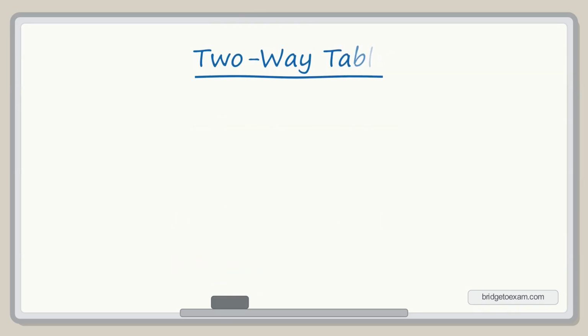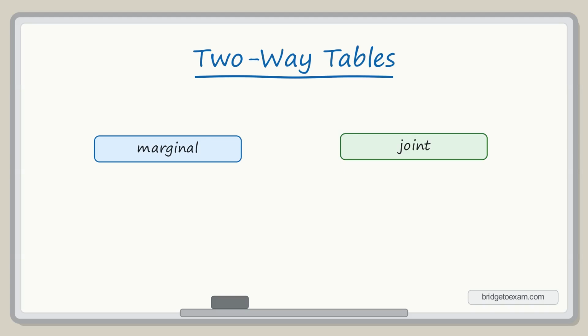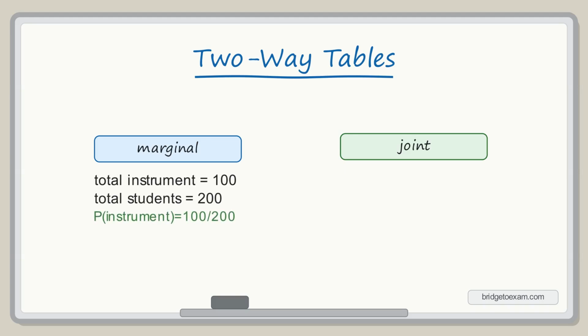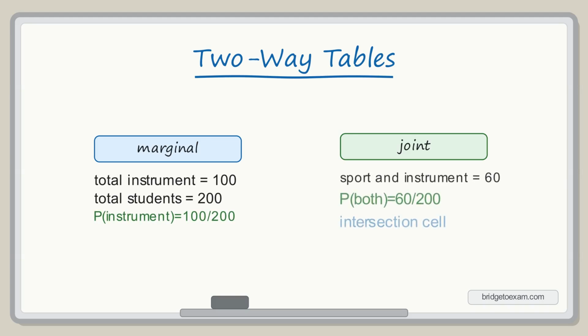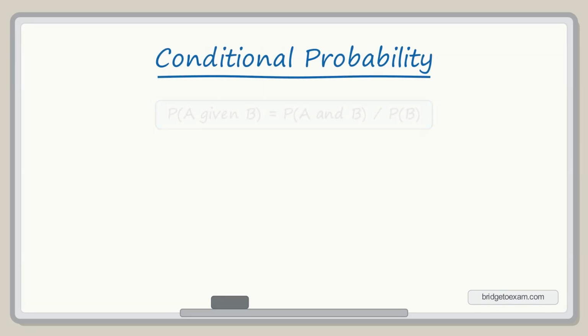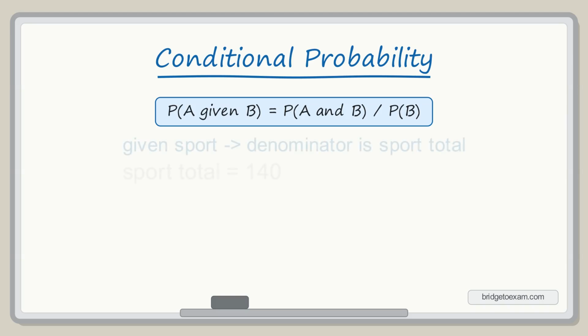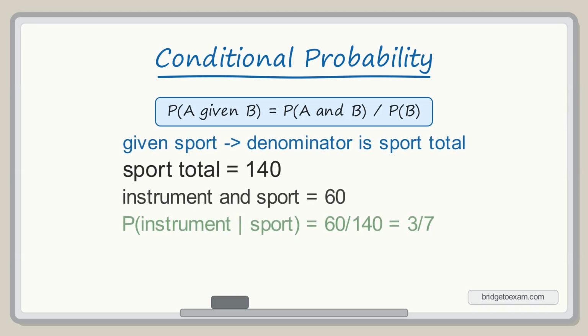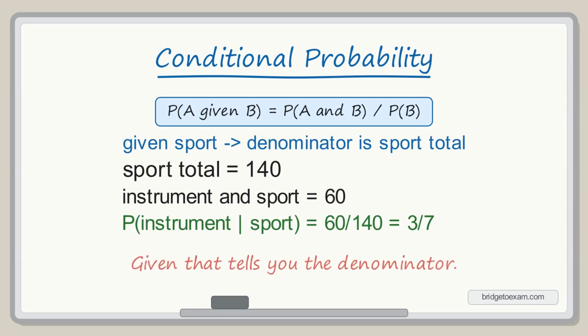In a two-way table, marginal probabilities use row or column totals. Joint probabilities use an intersection cell over the grand total. Conditional probability changes the reference group. Given sport means restrict the denominator to students who play a sport.